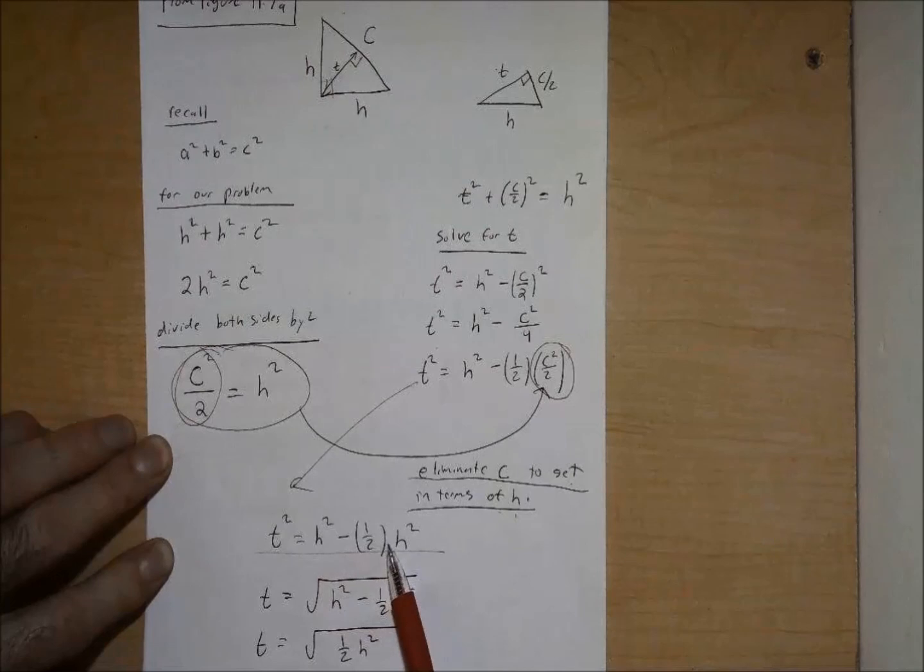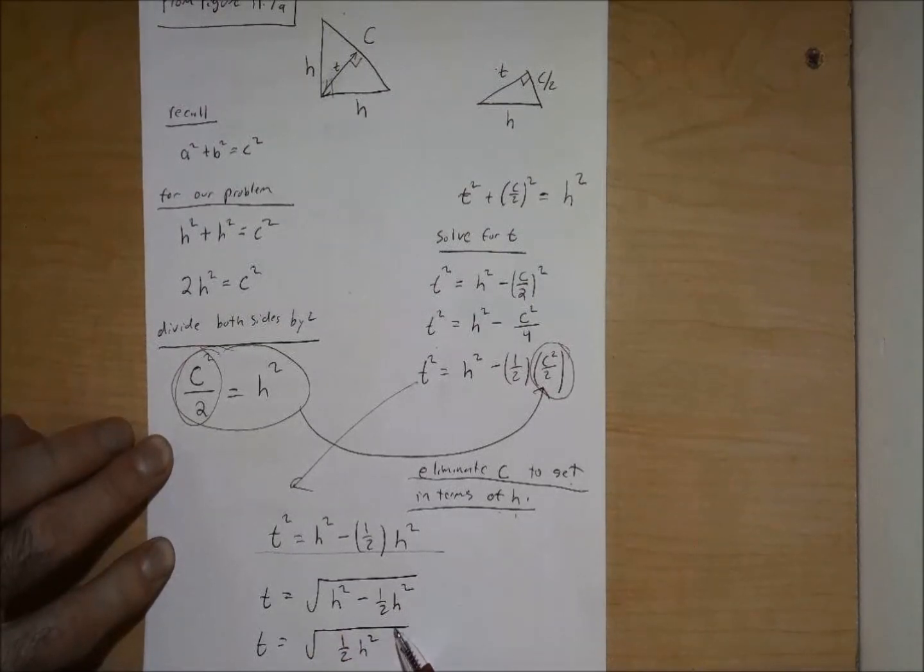So h squared minus half h squared, we leave here. Now I'm going to take the square root of both sides. So t is equal to the square root of h squared minus 1/2 h squared. So h squared minus 1/2 h squared is simply 1/2 h squared. So t is equal to the square root of 1/2 h squared. Separated out, t is equal to the square root of 1/2 times h. The square root of 1/2 is 0.707.